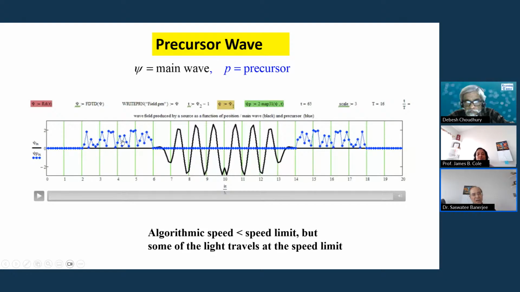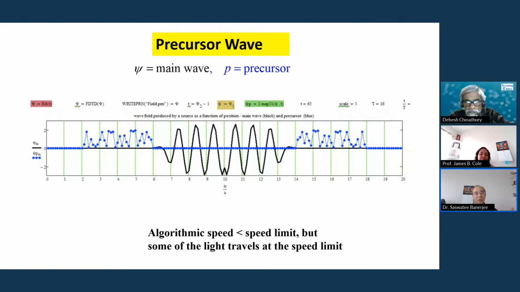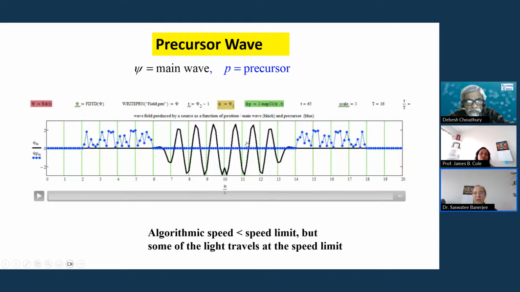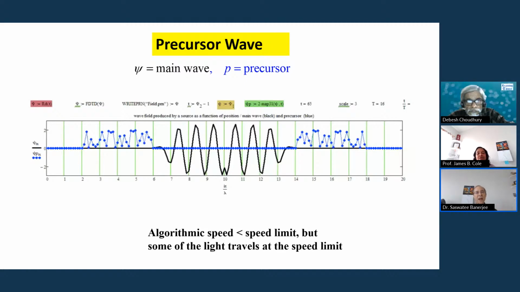It's traveling as if the speed were 1. Here, the speed has been set to less than 1. I set it to 1/2, and the main signal is going at this lower speed. Now, there is a real precursor. There's a very famous textbook by Jackson called Electromagnetism or something like that. And you could take a laser and shine it through a block of glass.